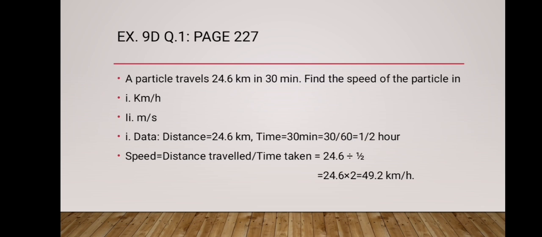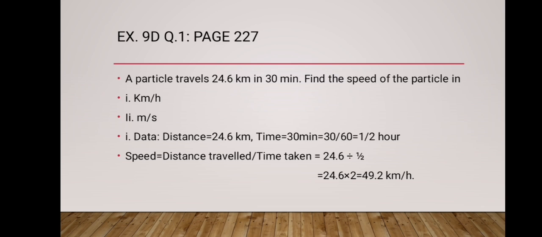Now let's have a look at this question. This question is from exercise 9D, page 227. A particle travels 24.6 kilometers in 30 minutes. We have to find the speed of the particle in kilometer per hour and also in meter per second. So first of all, I have extracted the data from the question. Distance traveled is 24.6 kilometer and the time taken by the object is 30 minutes.